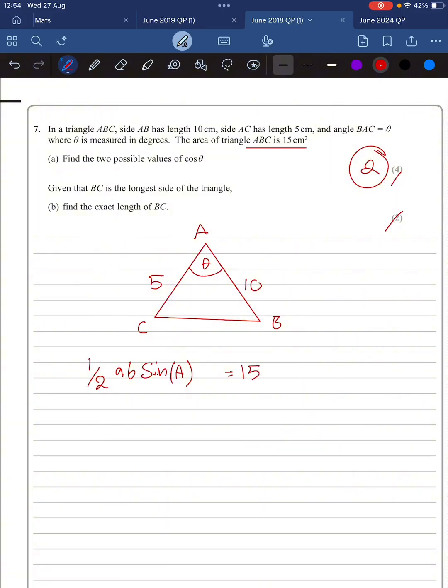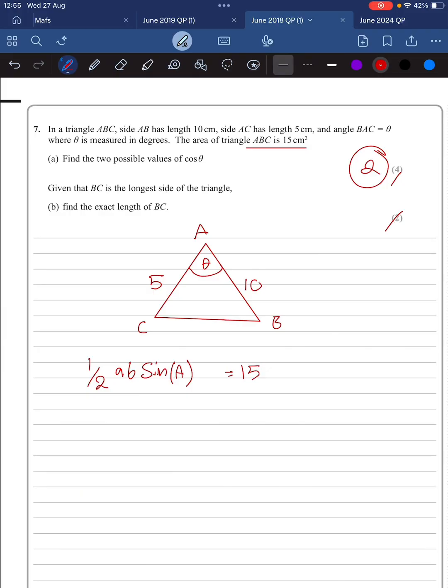And now it's telling us to find the two possible values for cosine. Now this is weird, right? Because we're only given sine. How are we going to find cosine? This is what really muffled my mind, I guess. So let's just carry on working it out.